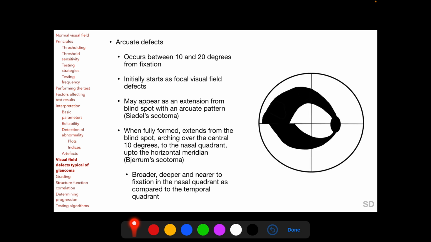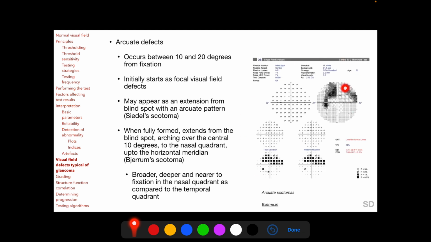And in this figure, we see a double arcuate scotoma, one in the superior hemifield and another in the inferior hemifield. It is important to note that when the two arcuate scotomas in a double arcuate scotoma are not continuous, each arcuate scotoma ends at the horizontal meridian in the nasal sector.